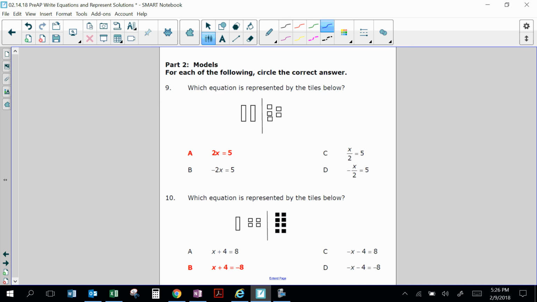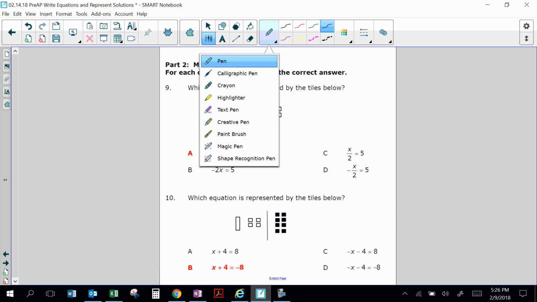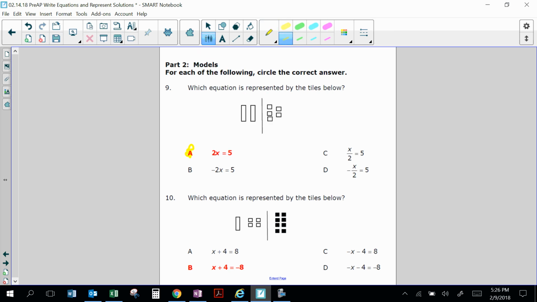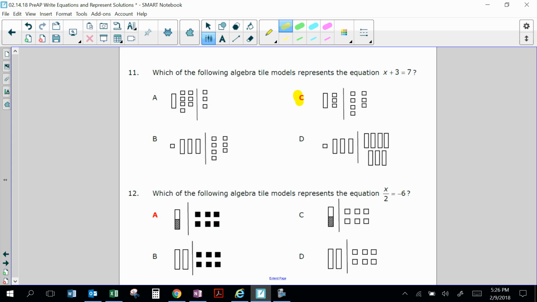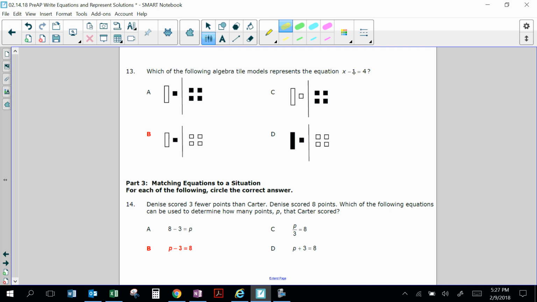Number 9 is A. The algebra tile is represented by A. So number 9 is A. Number 10 is B. Number 11 is C. This is represented by the algebra tiles. Number 12, half of x equals -6, so it's A. Number 13, x minus 1 equals 4 is B.